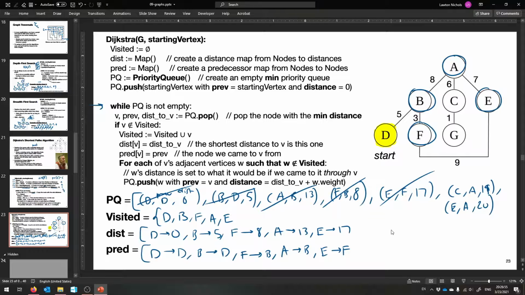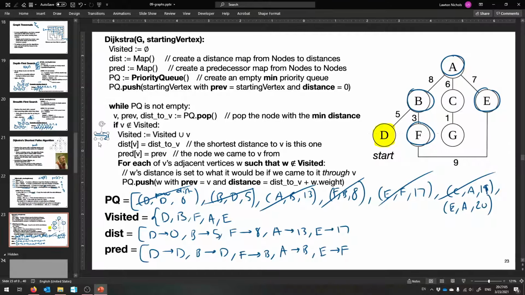Coming back, we're going to pop off the next minimum thing, and it looks like it is going to be the C here. Okay, we're going to pop off the C, and that's the shortest path to the C. So, okay, we haven't visited it yet. We see the C, and okay, we're going to save the distance to C. That is what we saved it as. It's 19.